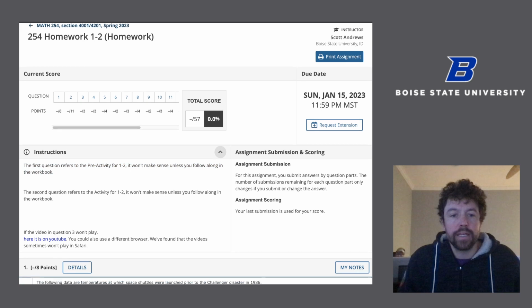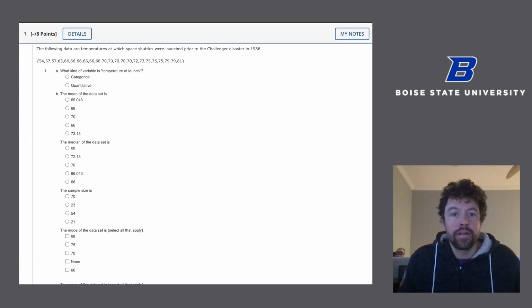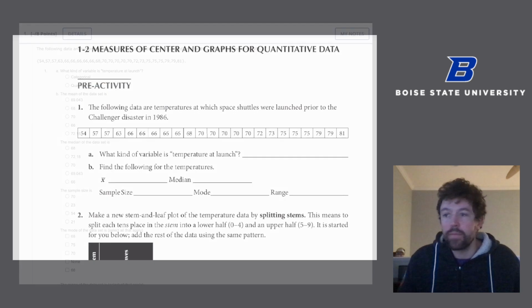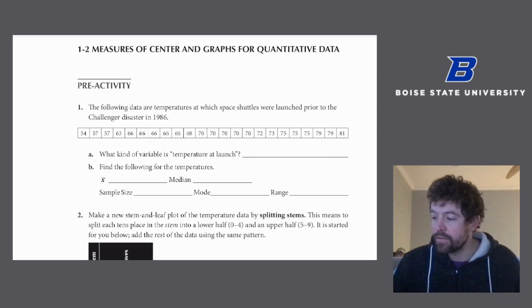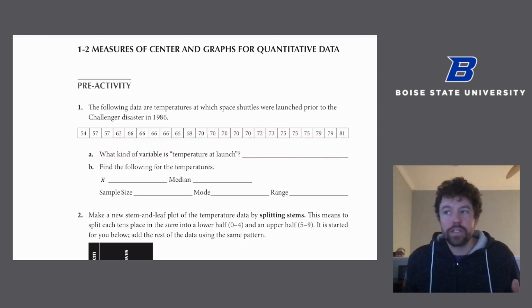So what does this mean? Well, this first question here, if we look at question A, asks what kind of variable is temperature at launch? And then we flip back to the workbook. That's just the first question in the workbook. So the first question in your WebAssign homework is just the same thing as the pre-activity.